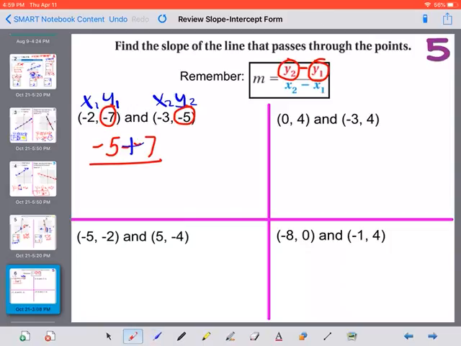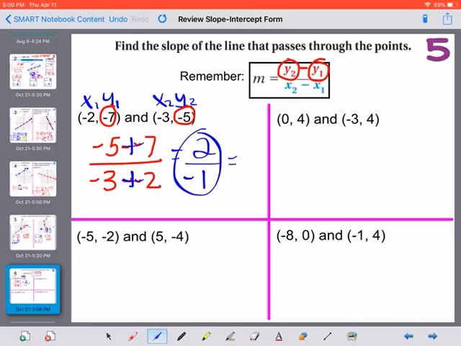Then in the bottom, x2 minus x1, -3 minus a -2. Again, those make a positive. So our slope, -5 plus 7, there's more positives, 2 positives. -3 plus 2, there's 1 more negative. So you can leave it like this, otherwise that's just -2 if we simplify.